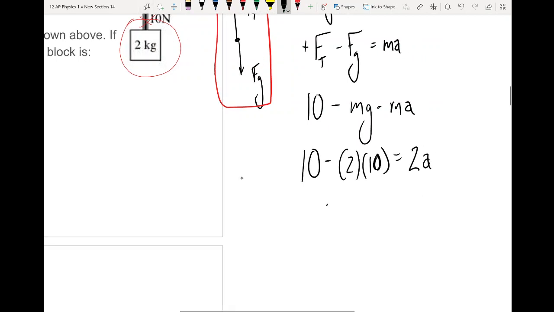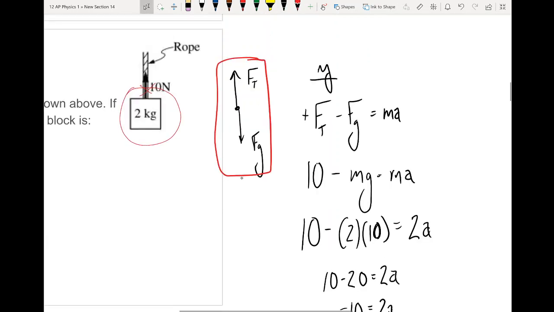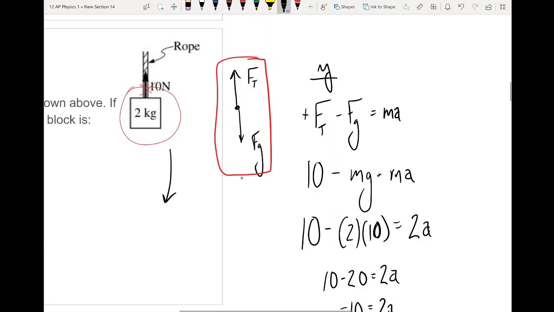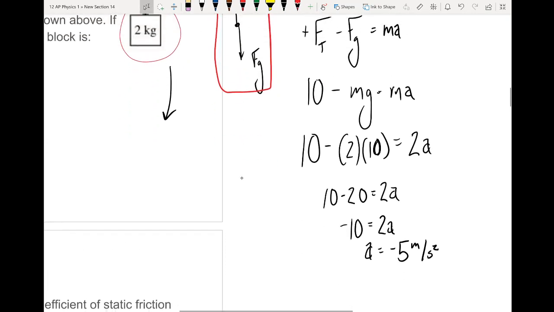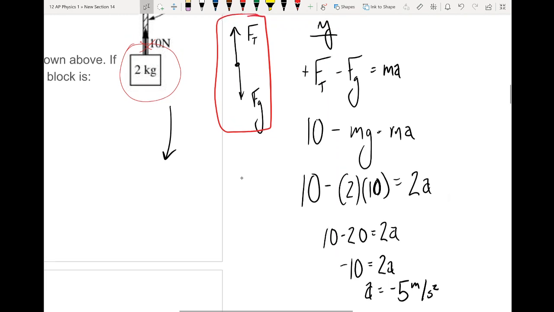All right, so I can say 10 minus 20 is equal to 2a. Negative 10 equals 2a. So a is equal to negative 5 meters per second squared. So we see that our object is accelerating in what we defined as the negative direction. It's accelerating downwards at a rate of 5 meters per second squared.